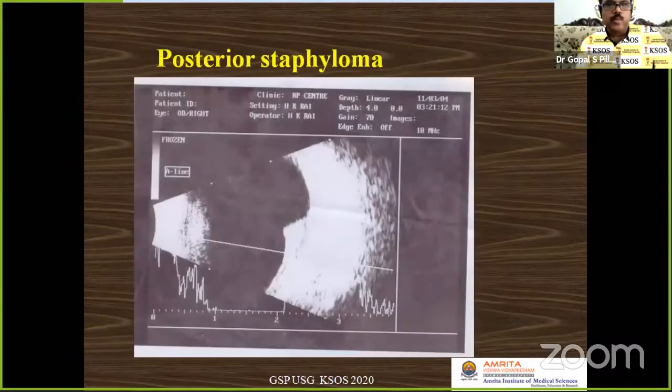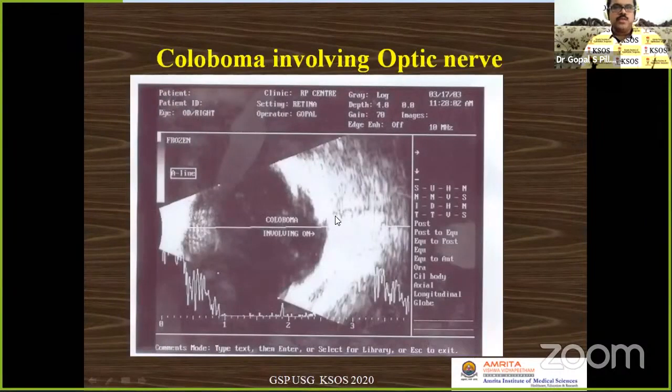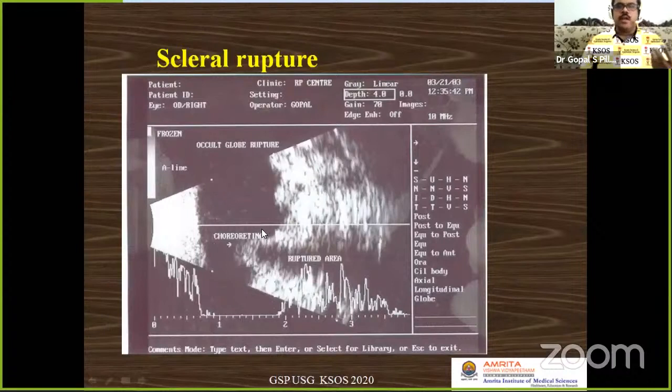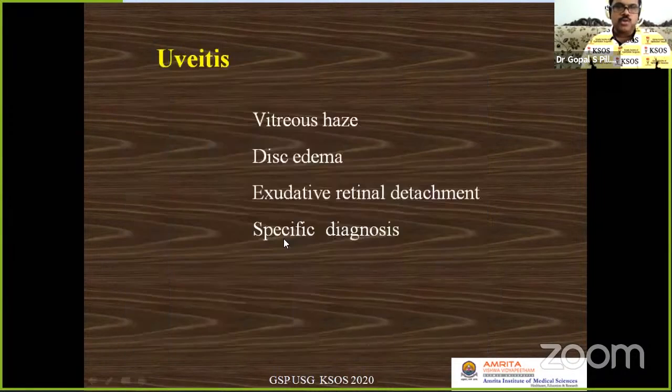Sometimes you can pick up staphyloma, and so this is a posterior staphyloma. Can you see the U-shaped cavity here? That's a posterior staphyloma. This is a coloboma. And this is a scleral rupture. This is a posterior scleral rupture following a trauma. You can see that the prognosis is very poor whenever there is a posterior scleral rupture, because you'll not be able to approximate those.